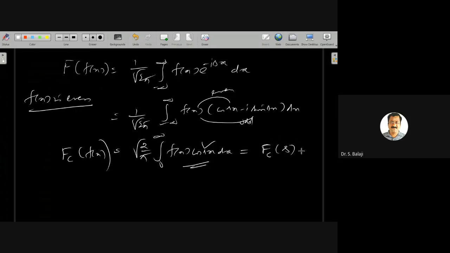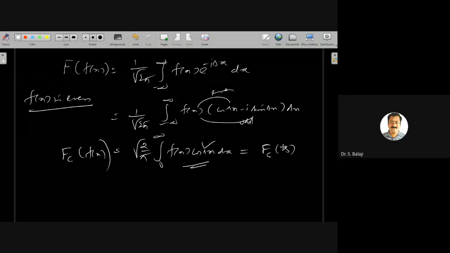This result is very obvious. This FC of s is also even, because if s is replaced by minus s, cos of minus theta is cos theta, so this function will not be altered. It is also an even function. Correspondingly, FC of s is also even.